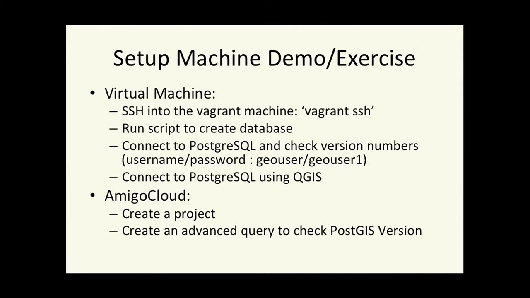How's that coming along? You look like you're done. You guys are done? Okay, cool. How many people were able to get it working with the Vagrant machine? Cool. One, like one star employee over here. Cool. How many people used AmigoCloud? Okay, cool.